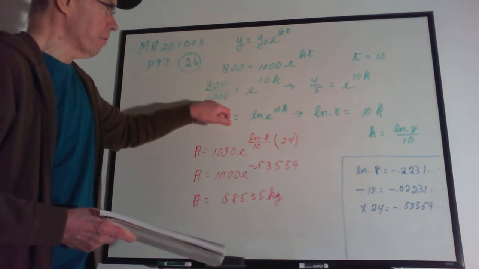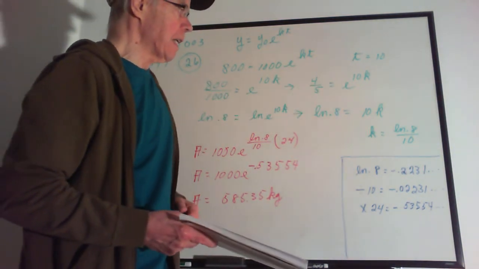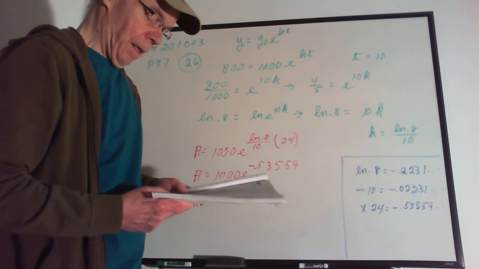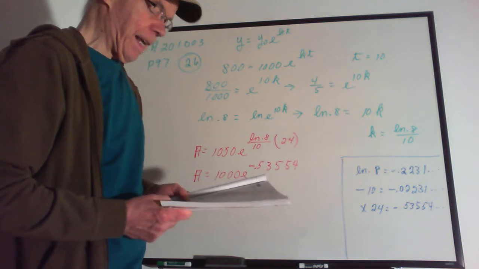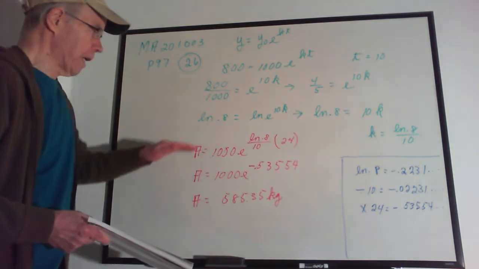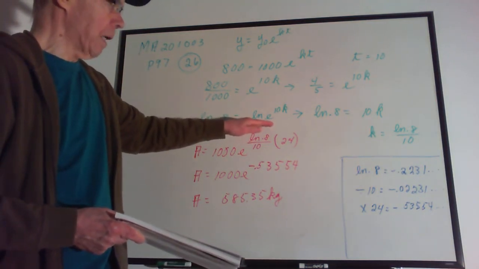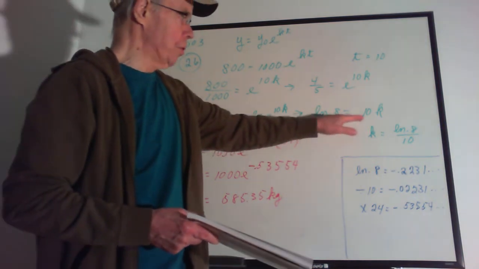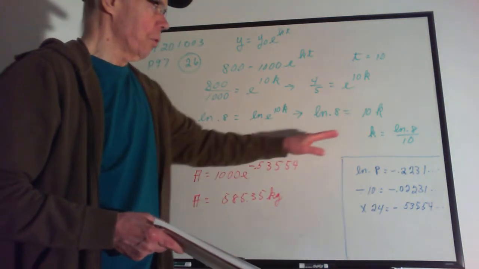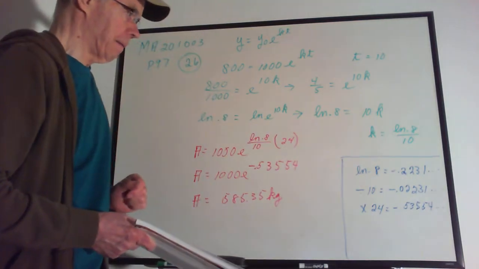So divide the 800 by 1,000, you're going to get 4/5 equals e to the 10k, because it says the first 10 hours is the time. So take the natural log of both sides. By the property of logarithms, this is equal to 10k. So k is going to be equal to the natural log of 0.8 divided by 10.